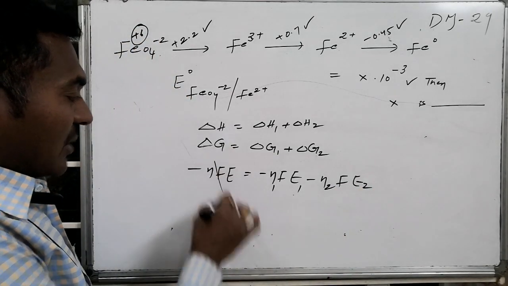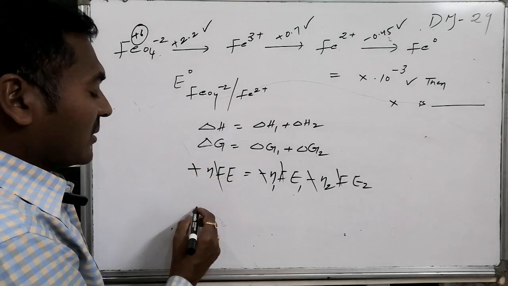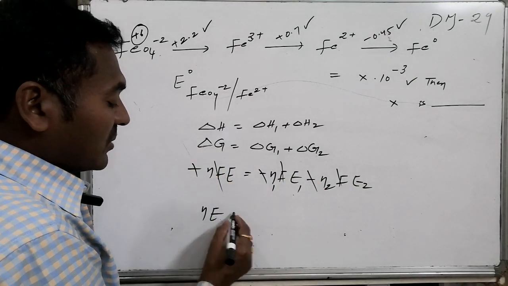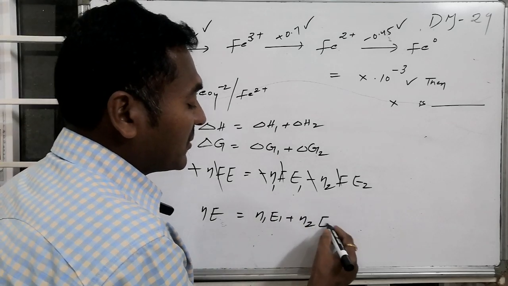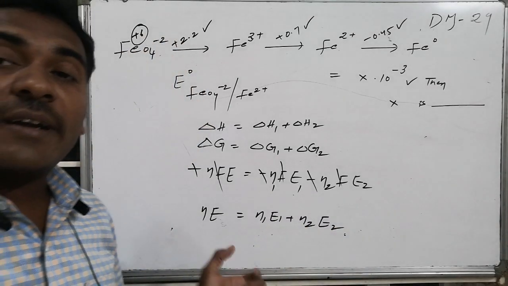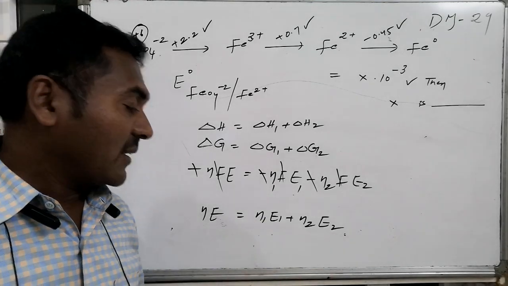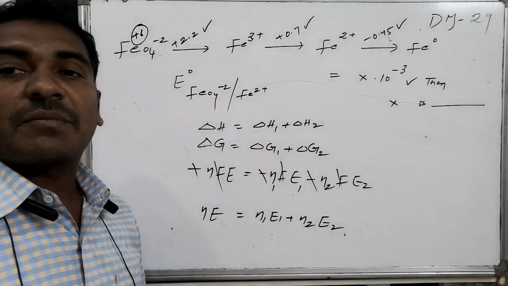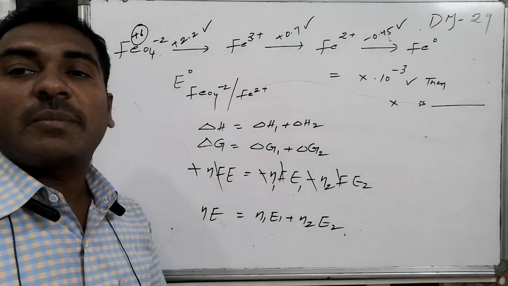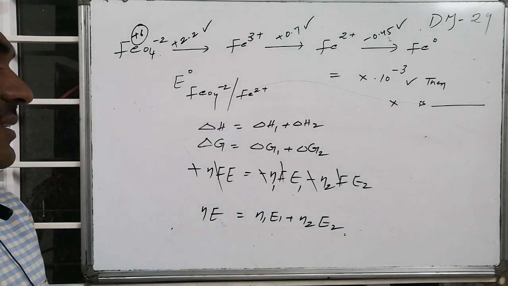On cancelling the common terms like minus and F in this case, this becomes n into E equal to n1 E1 plus n2 E2. Here n1 and n2 indicate the number of electrons involved in the reduction, whereas the corresponding E indicates the process based potential. If the process is reduction, this becomes the reduction potential.